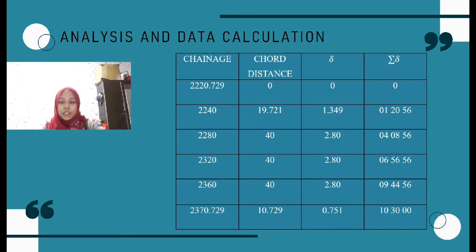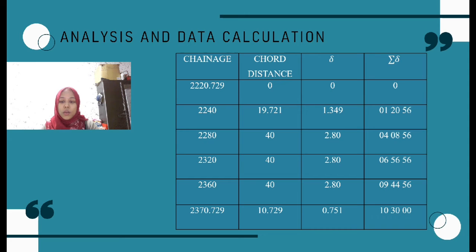For the second row, the chainage is 2240, chord distance 19.721, deflection angle 1.349, total of deflection angle 0, 1, 20, 56. For the third row, we have the chainage 2280, chord distance is 40, deflection angle is 2.8, total of deflection angle 04, 08, 56.